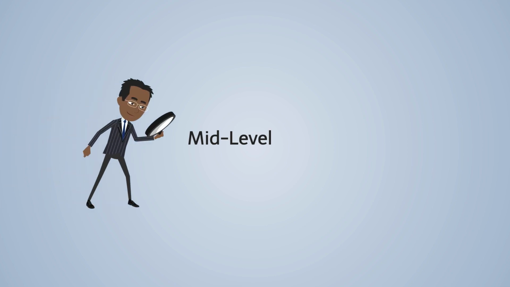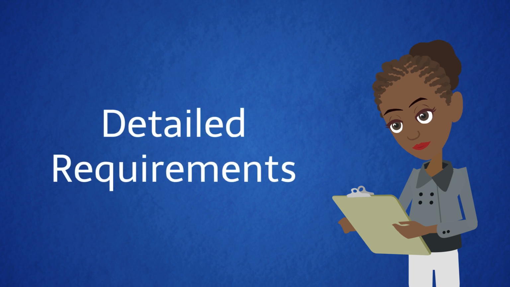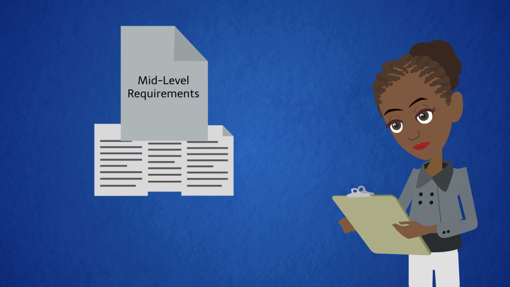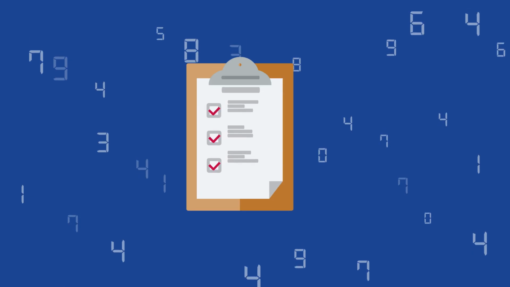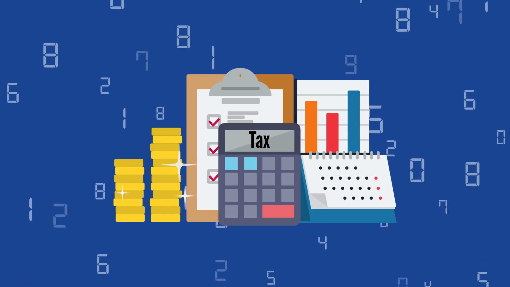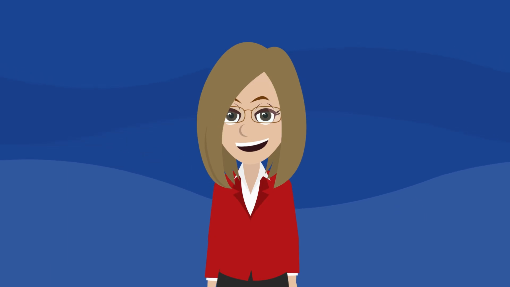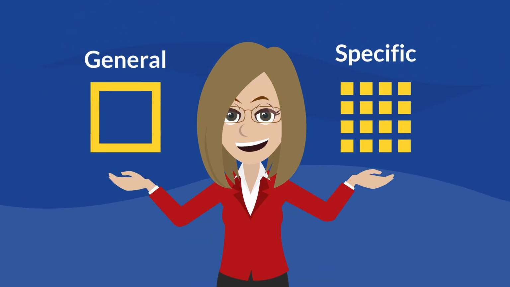Each mid-level requirement is accompanied and further defined by detailed requirements. Detailed requirements provide more specific points that break down the mid-level requirements into finer details that define exactly how the system should function to achieve the business objective. For example, the solution shall calculate employee tax withholding amounts in compliance with state and federal laws. In summary, mid-level requirements are more general, while detailed requirements are highly specific.